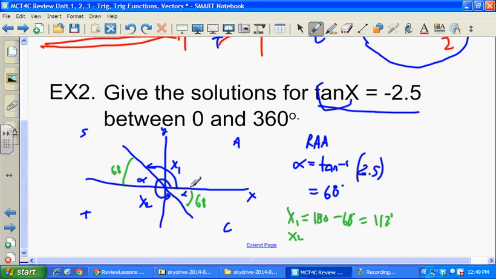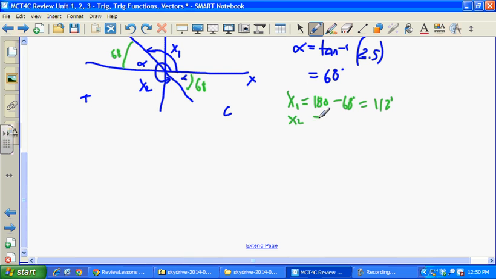Remember, the related acute angle always goes up to the x-axis. Always to the x-axis, the related acute angle. Good to know, good to remember. Maybe that little hint, always to the x-axis, would go on your cheat sheet too. Done. There's your two solutions. Dandy. And that's most of the new stuff for trig in that unit.